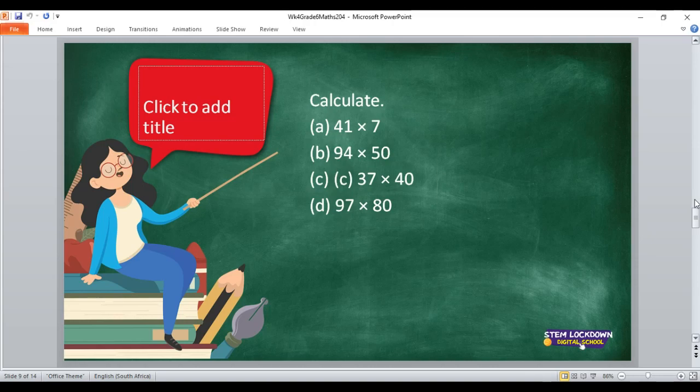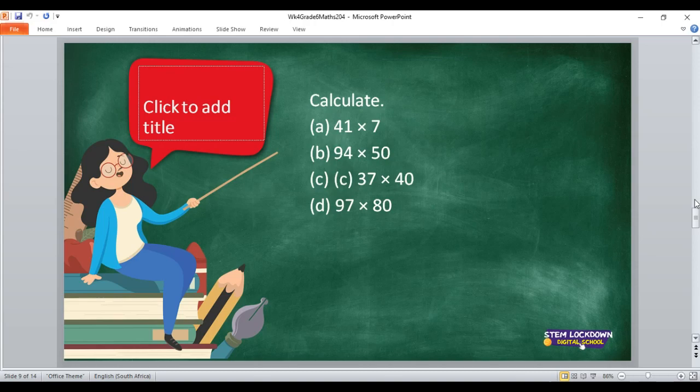The second one also is 94 multiplied by 50. So we break that into value parts. 94, we know that 9 does not represent 9. Remember when we were doing value parts last week, we said a number does not just represent itself, it represents a value. Okay, so 9 in 94 represents 90, and 4 represents 4. So we are going to have 90 multiplied by 50 plus 4 multiplied by 50. Okay, and then we're going to have our answer.